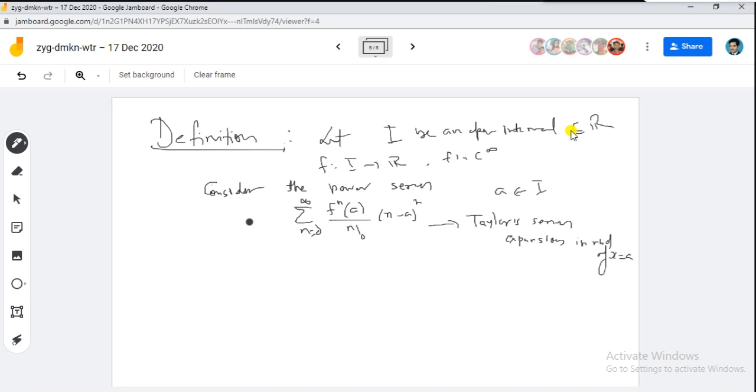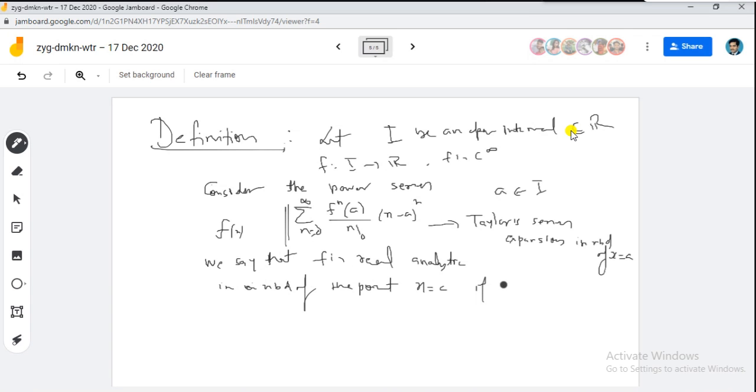Now, if this infinite series, if this Taylor series, converges to the function f(x), then we say that f is real analytic in a neighborhood of the point x equals A if the above Taylor series converges to the function f(x) in that neighborhood.